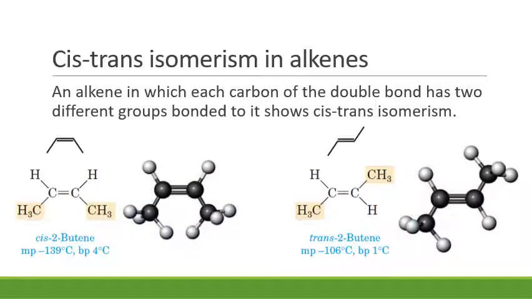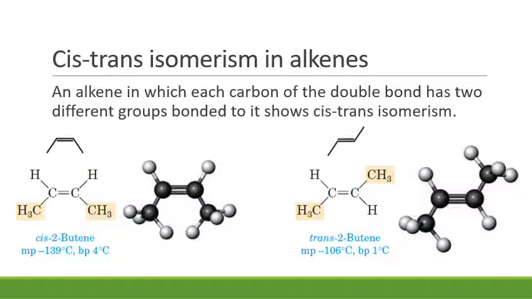Slide 10. Cis-trans isomerism in alkenes. In week 1 we discussed cis-trans isomerism in cycloalkanes. We know that this arises because the orientation of substituents in space may differ. If the substituents are on the same side of the ring, the isomer is cis. If they are on opposite sides, the isomer is trans.